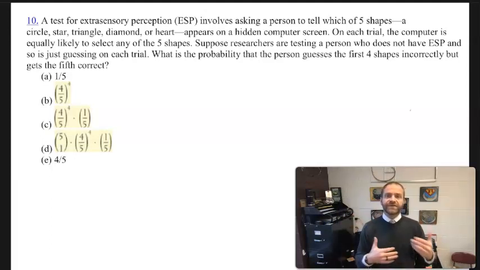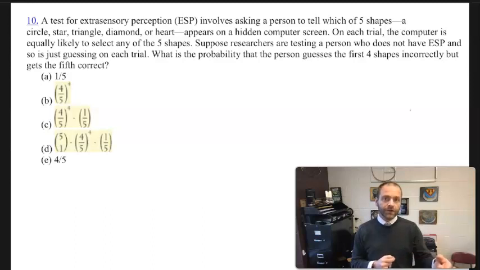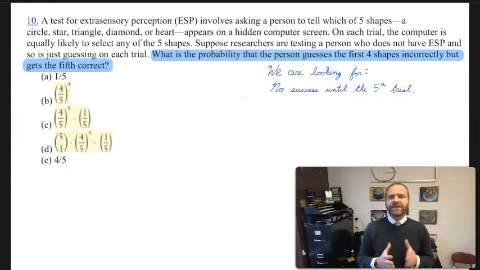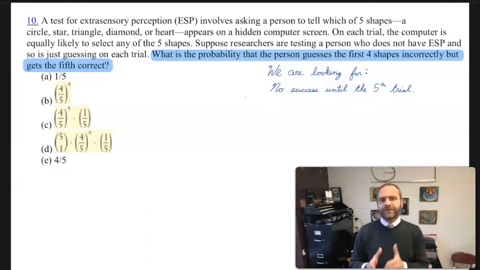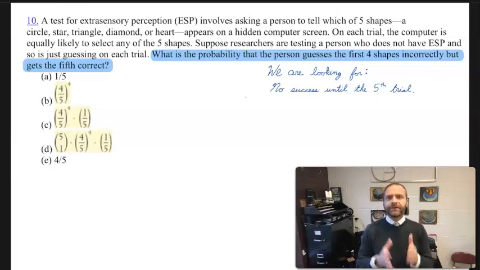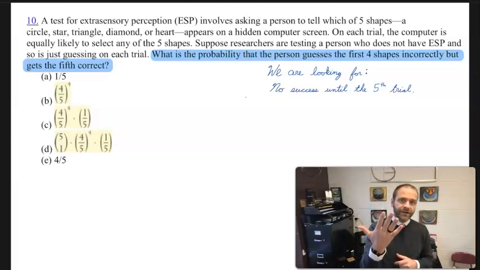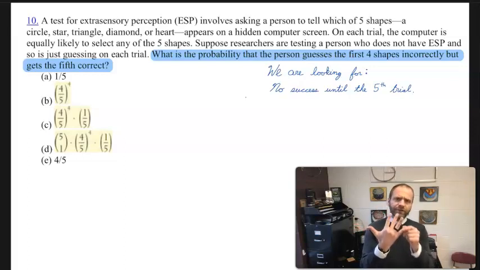So suppose a researcher is testing someone who does not have ESP, which means they're guessing each time. What is the probability that person guesses the first 4 wrong, but guesses the 5th one right? That's really what we're looking at. So I have to figure out, what does that mean? That means we are looking for no success from that person until the 5th trial. So we're looking for them guessing wrong, failure, failure, failure, failure, success. So I'm looking for success on the 5th trial only.